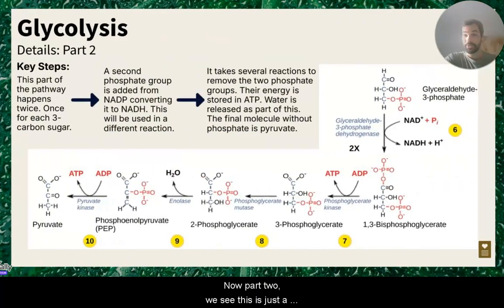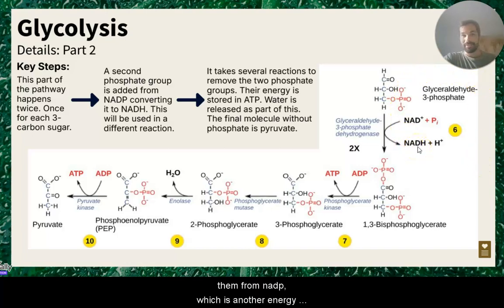Now, part 2, we see this is just a continuation down. This is a part of the pathway that happens twice, because we have 2 of these glyceraldehyde 3-phosphates going into it now.